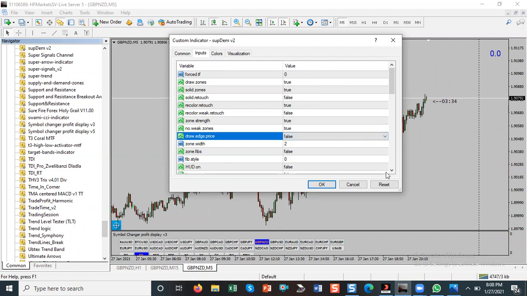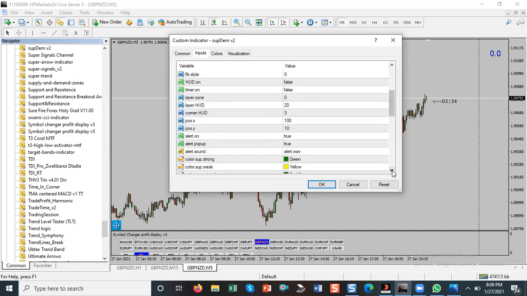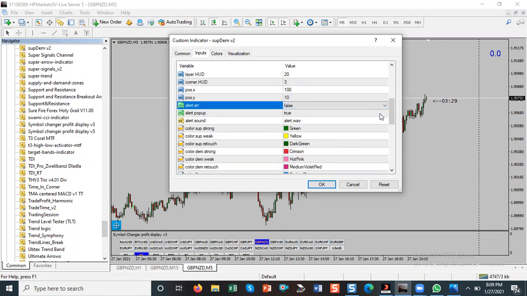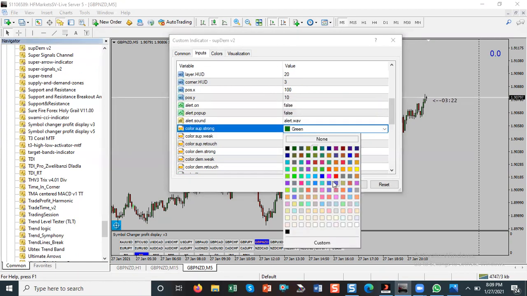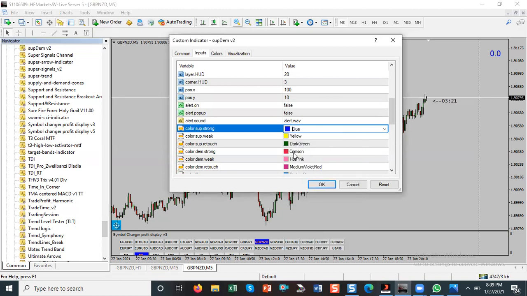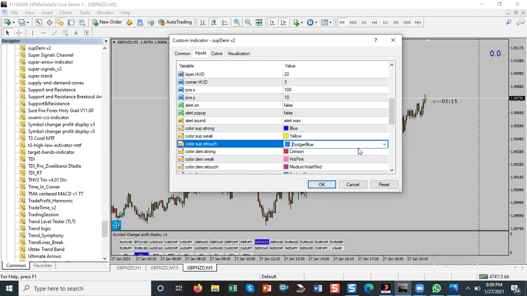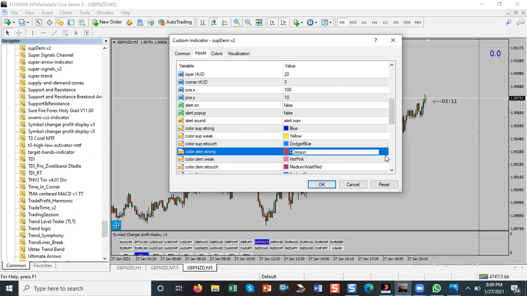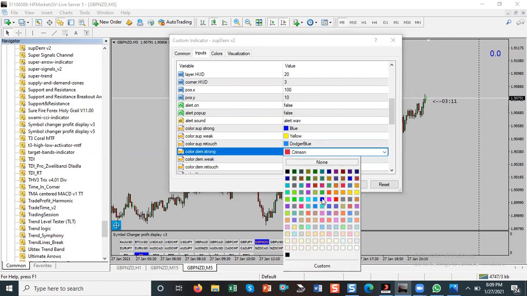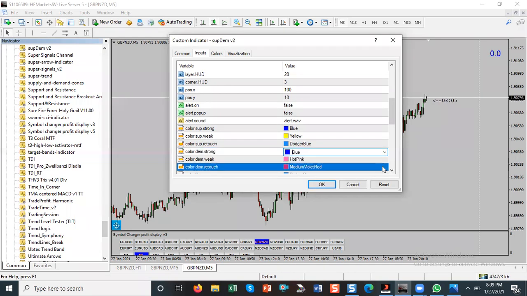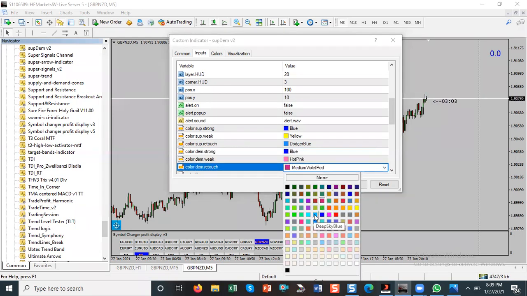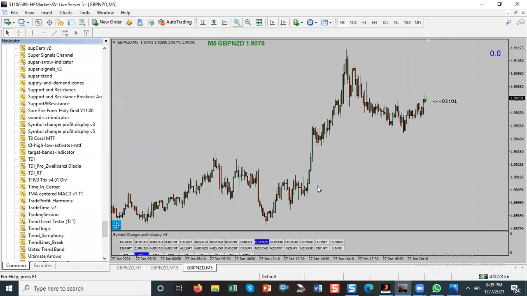Then you remove the alert, on false. We don't want any pop-up alarm, false. Then the color, you are using blue. Then for the retouch, you are using deep sky blue. For color demand strong, the same blue. And for the retouch, you are going to use deep sky blue. Then you click OK.